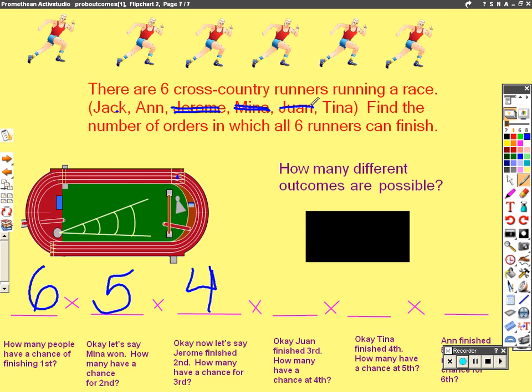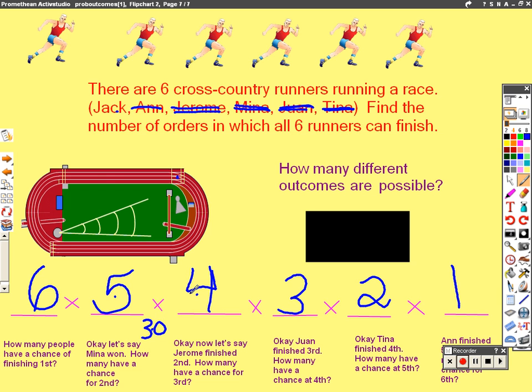And Juan finished third. So now we have Jack, Ann, or Tina that could finish in the 4th position. So that's 3 people. And Tina slid through for 4th place. Okay, now we have 2 people left, Jack and Ann. And Ann finishes. And so then that means Jack is going to finish in last, so only one option for the last place. So 6 times 5 is 30, and I write it here to keep track for myself.